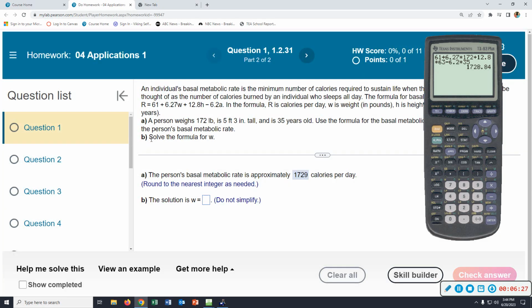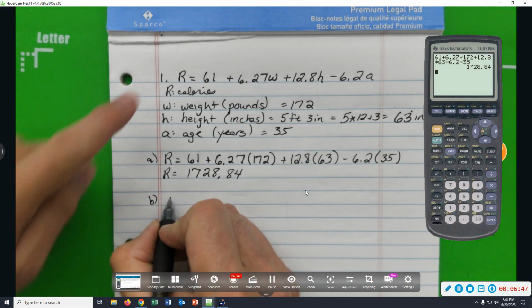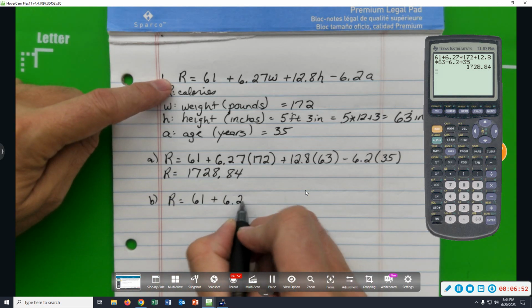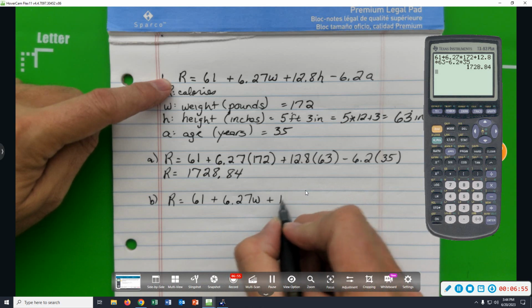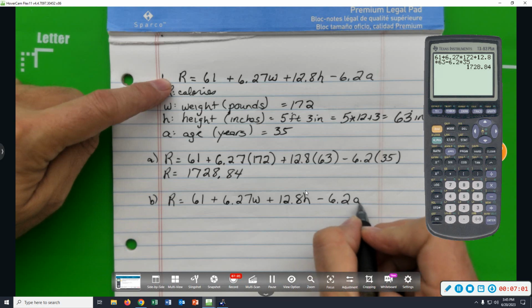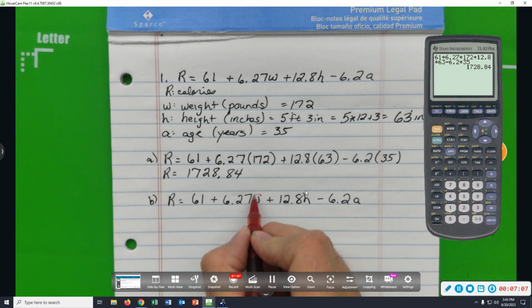Now part B says solve this formula for W. So that means get the W by itself. That was part A. It says solve for W, which means isolate the W. So let me go ahead and write the formula again: 61 plus 6.27W plus 12.8H minus 6.2A. Well, we're solving for W, so we want this W by itself.